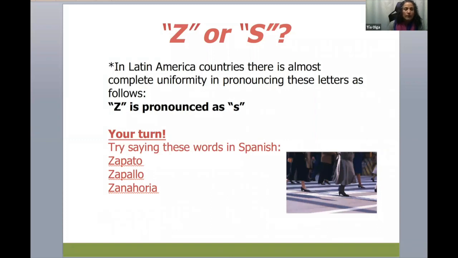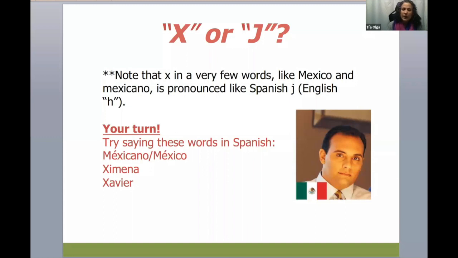Good job. And finally, for today, we have the letter X or J. In this case, we pronounce them very similarly, most of the time. And it's also correct to write these words with X or J. Está bien en español escribir estos como México, mexicano with X or with J. Both are grammatically correct. It's not a misspelling. But in Latin America, we use the X more.